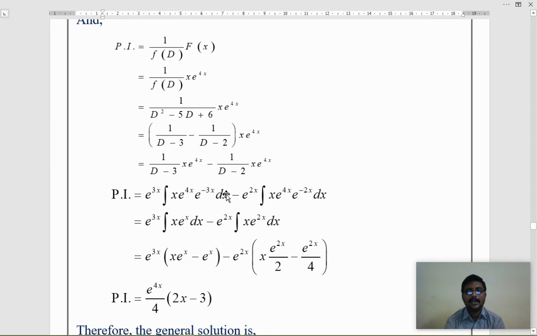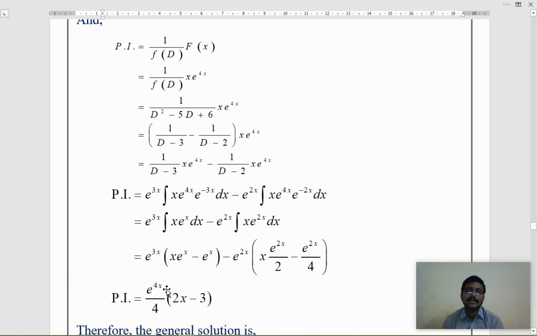The general method formula is 1 by D minus a, function of x, is e power ax, so e power 2x, integral of e power minus 2x, and function of x is x e power 4x, into dx. Simplifying, we get x e power 2x dx. The integration of x e power 2x dx, taking integration by parts, is x e power 2x by 2 minus e power 2x by 4. That is how the integration is obtained, and then simplifying, we get the particular integral.